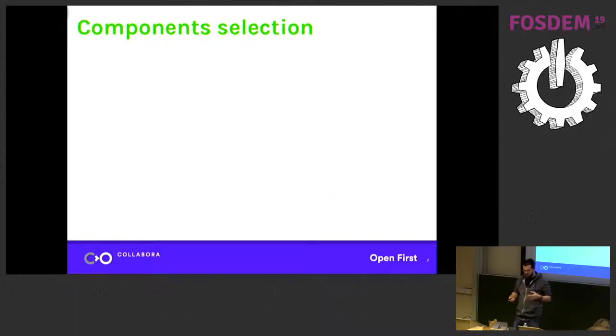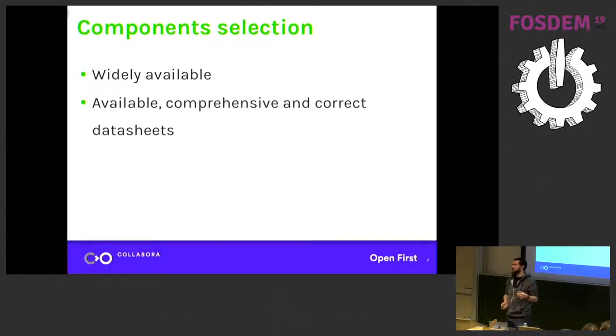Once you have your proof of concept validated and you're sure at that point that every block from your circuit is going to work as you expect it to, you have to select your components. My advice on that is that you rather use widely available components, not something from an obscure vendor that you can find only on 1 or 2 websites, and you don't really know about the future of the availability of these components. They must have available, comprehensive, and correct datasheets.